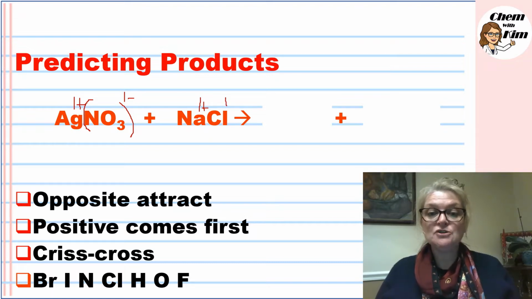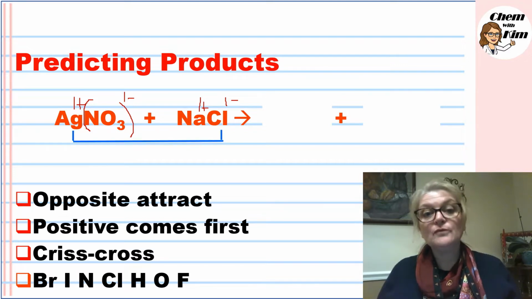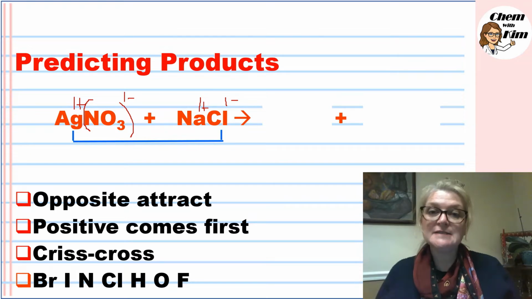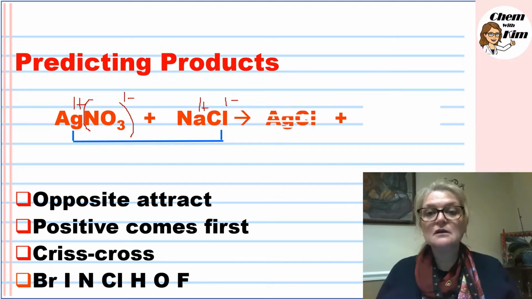So now that we see the charges, we can figure out which one's going to come together. So we should know, since opposites attract, that the silver, being positive, is going to want to combine with the chlorine of the other compound because it's negative. So now we've identified 2 ions that are going to come together. Second part is positive comes first. So when I'm writing this, the silver is positive, the chlorine is negative, so the silver is going to come first in the compound.